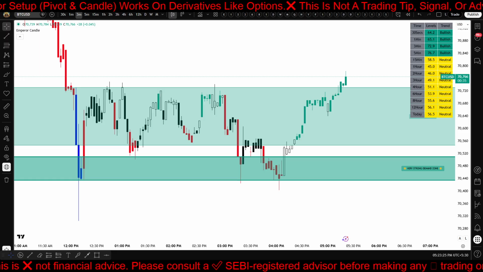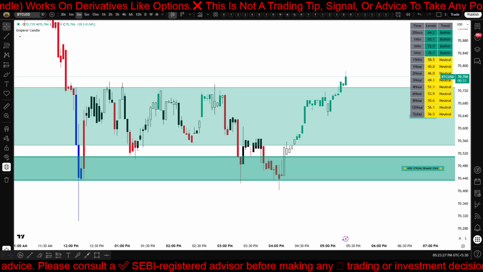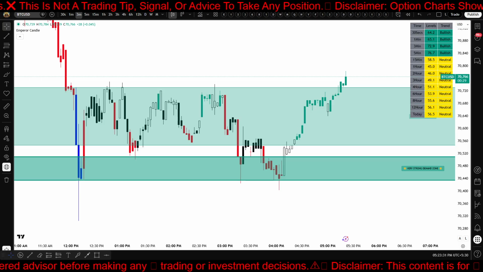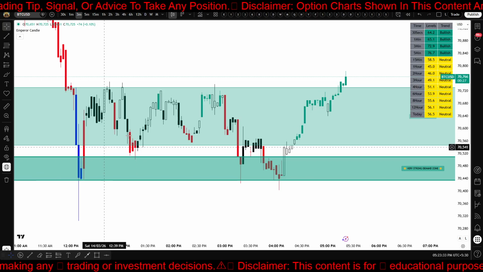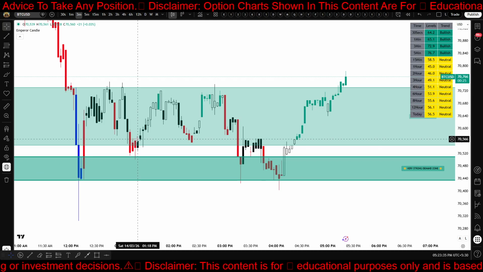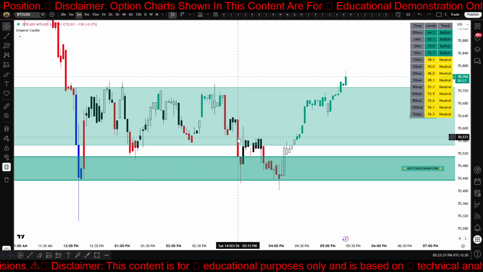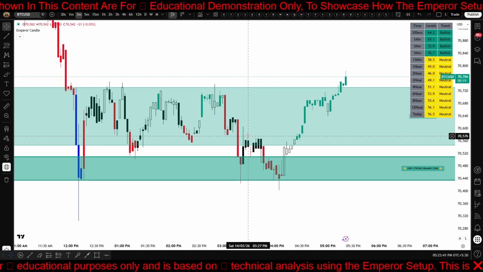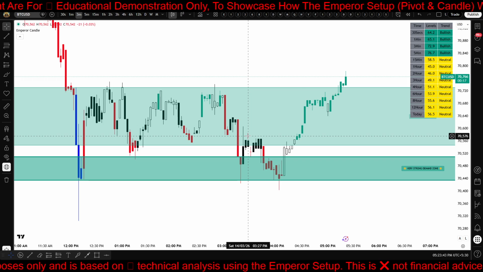So the correct approach is first identify the zone, then wait patiently for price to come to that zone. As I said, fourth, look for confirmation candles. Once price reaches the zone, the next step is confirmation. Never enter a trade immediately when price touches the zone. Always wait for confirmation.